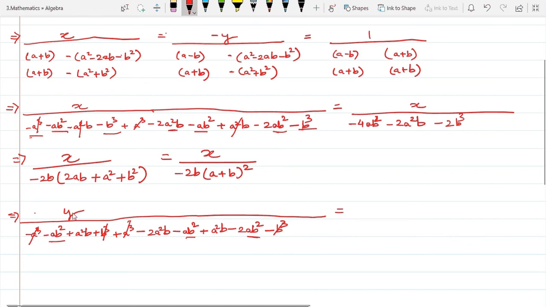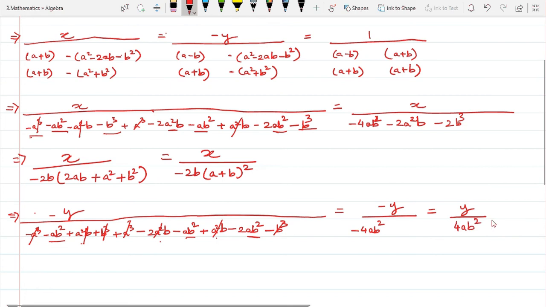So this will be minus of y. So this will be minus of y divided by minus 4ab squared. Now a squared b, a squared b, a squared b. So I have 2a squared b that gets cancelled with minus 2a squared b. So I'm left with minus of y upon minus 4ab squared. This will be equal to y upon 4ab squared.